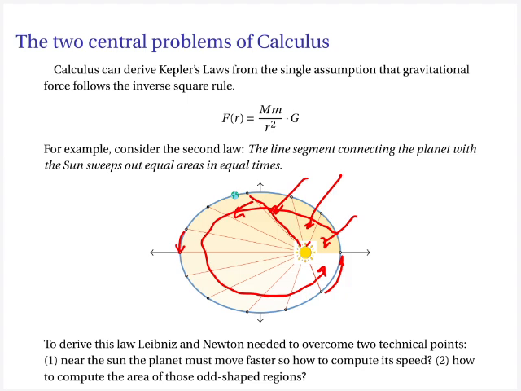Second, how do you compute the area of these oddball regions? Let me just pick this one right here. That's not really a triangle. This side right here, for example, is not straight. It's not flat. It's curved. So it's not quite a triangle. How do you compute the area of those odd-shaped regions?